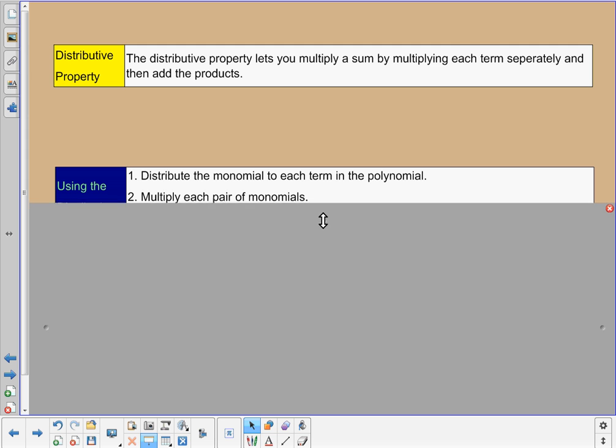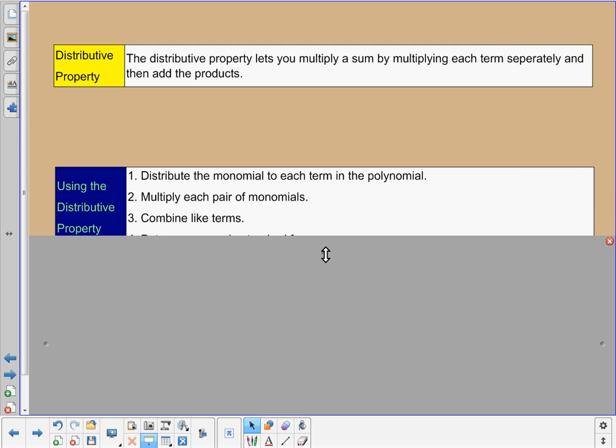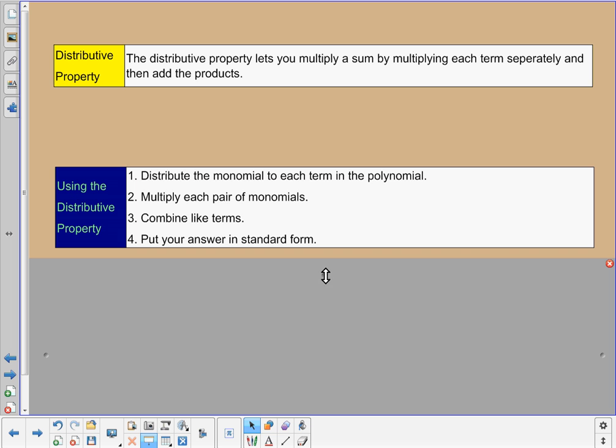And then after we do that, we multiply each pair of monomials, and then we combine like terms and rewrite it in standard form. So those are those 4 steps. Go ahead and pause the video if you need some time to write all that down. And when you're ready, let's move on to number 1.